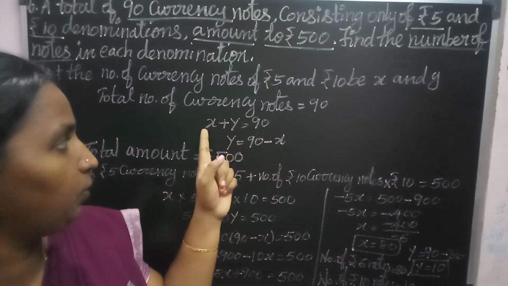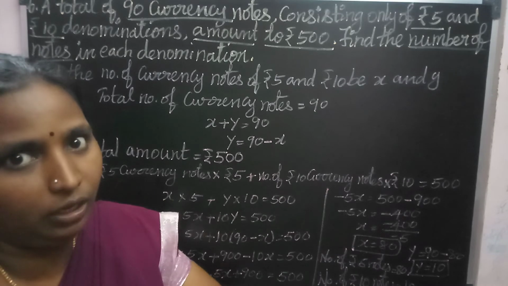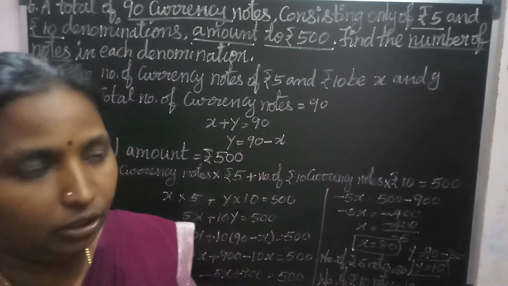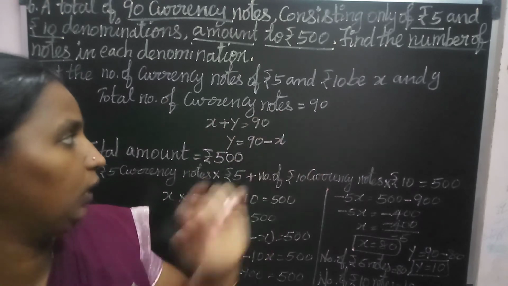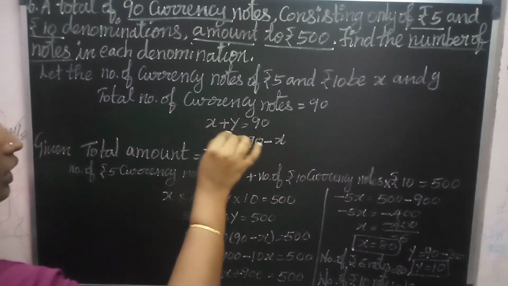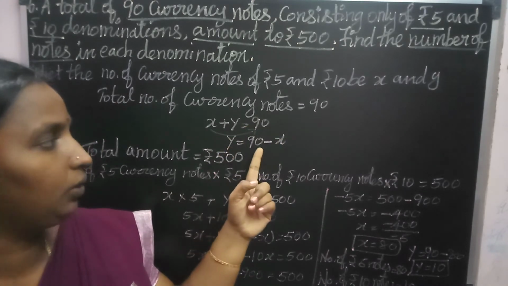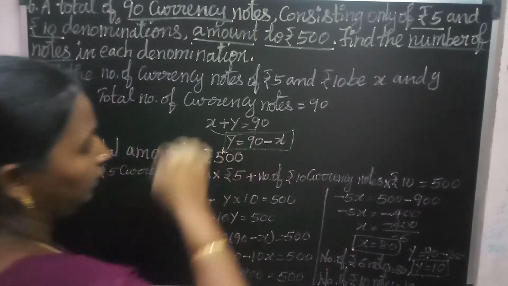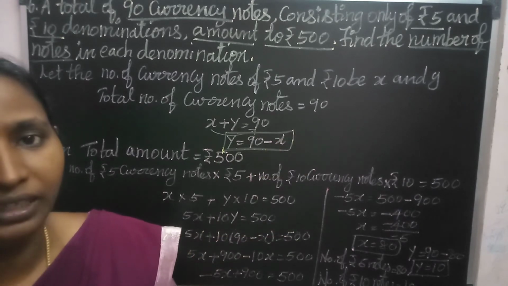X is how many currency notes of rupees 5 you have, and Y means how many currency notes of rupees 10 you have. So total number of currency notes, that is X plus Y equal to 90. I am going to send this X to the right hand side. We will get Y equal to 90 minus X. We are going to use this algebraic expression. Okay, so Y equal to 90 minus X.